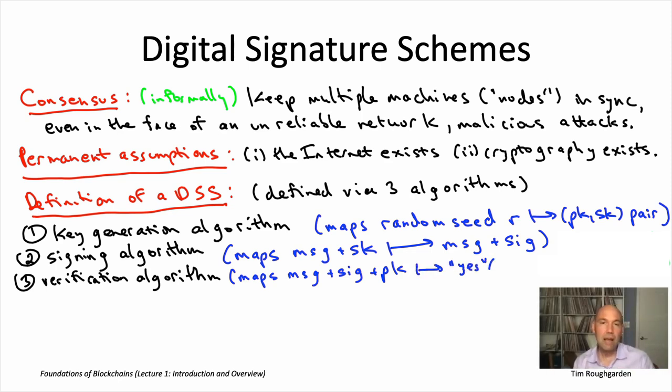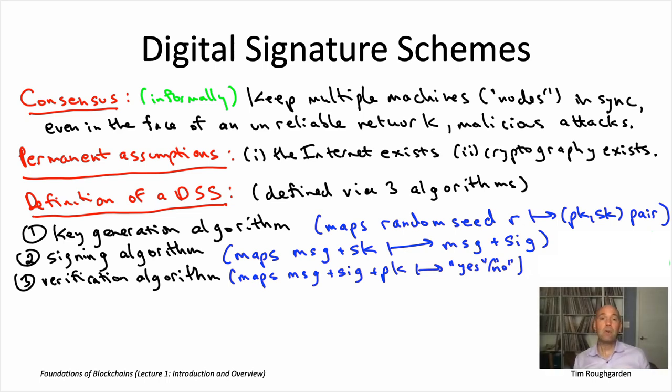The output of the verification algorithm is just a simple yes or no. It's supposed to say yes if indeed someone possessing the secret key corresponding to the given public key would generate the given signature on the given message. That means the signature is authentic. It really was signed by the person who knows the secret key corresponding to the public key, or the algorithm reports no if that's not the case. So if signing this message with the corresponding secret key would generate a different signature than the one provided, then the verification algorithm will tell you no.